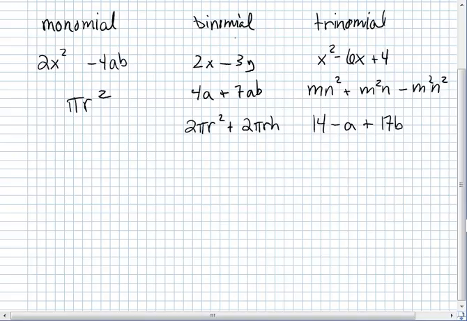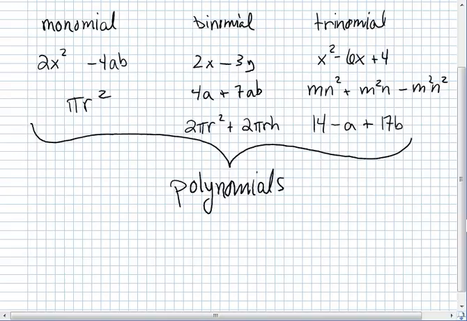And then obviously trinomials have 3 terms separated by plus or minus signs. And the name we give to all of these collectively is polynomials, and that would also describe anything with 4 or more terms as well. Okay, so that's what a polynomial is.